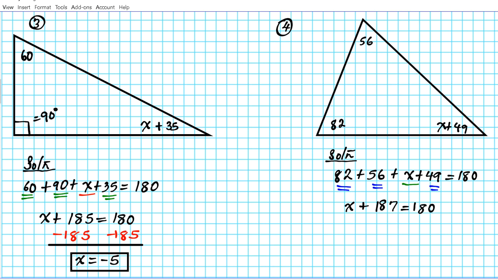And then to get x isolated, we're just going to go ahead and subtract 187 from both sides of the equation. That will result in the isolation of x, which is our final answer. We're going to have x is equal to -7 degrees. And that is that for question number 4.